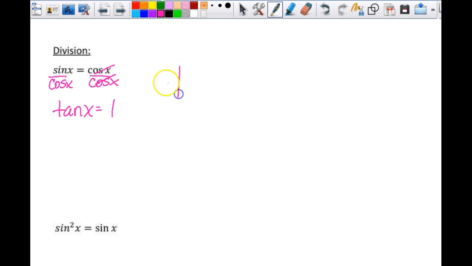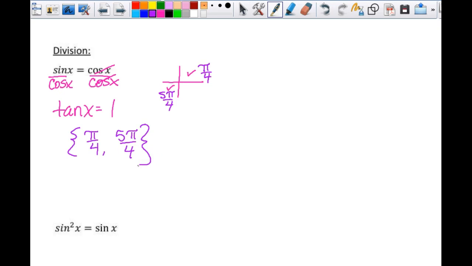When is tangent positive? 1 and 3, right? First and third. And when is tangent 1? What's your reference angle? Pi fourths. So this is pi fourths. What would that be in the third quadrant? 5 pi fourths. So those are my two answers there: pi over 4 and 5 pi over 4.